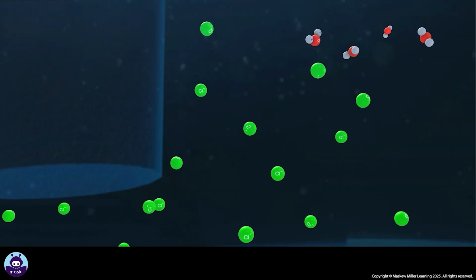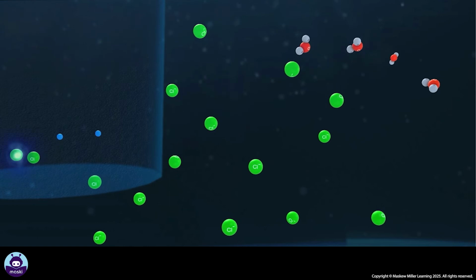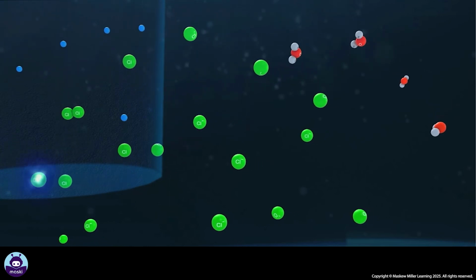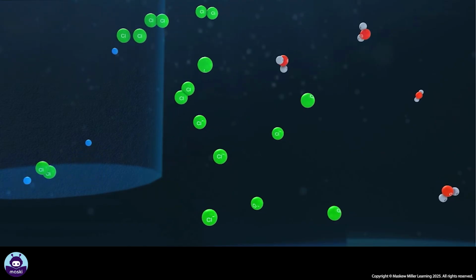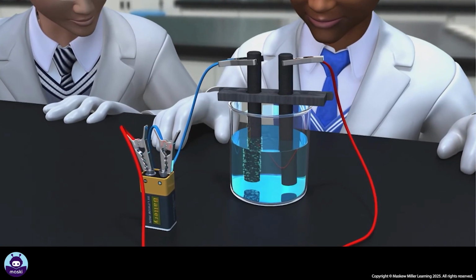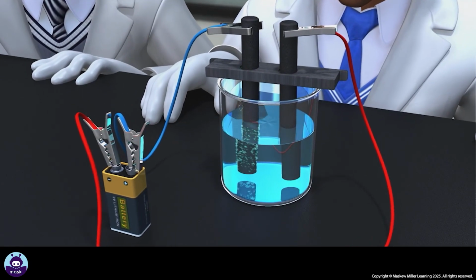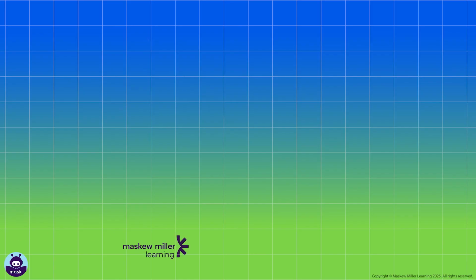The negatively charged chloride ions release electrons at the positive electrode to give chlorine atoms, which form chlorine molecules. These chlorine molecules are released as a gas at the positive electrode. This process is called electrolysis.